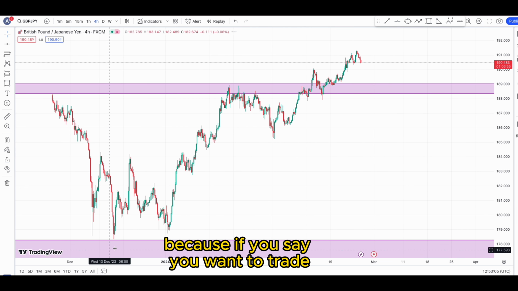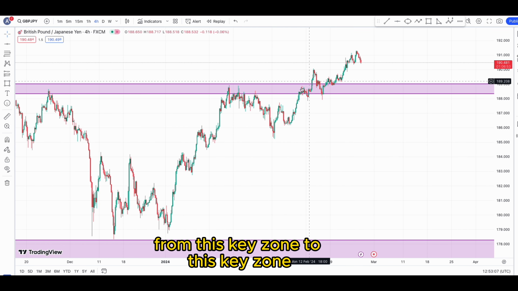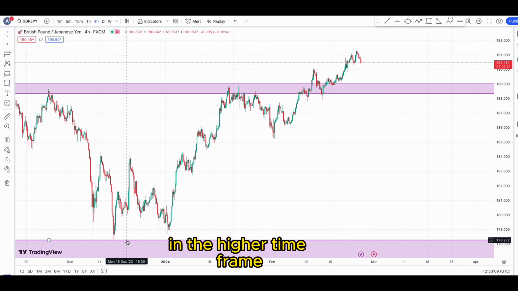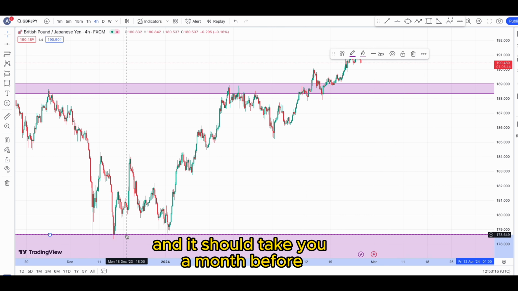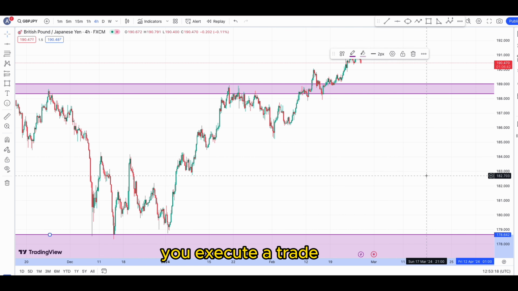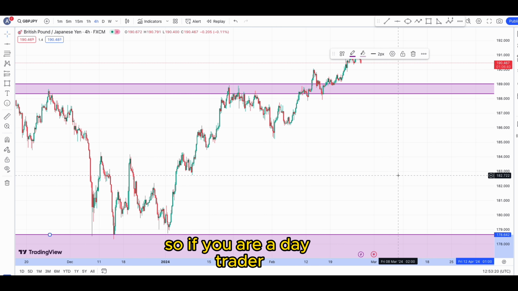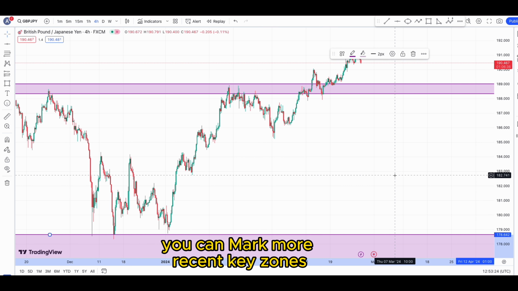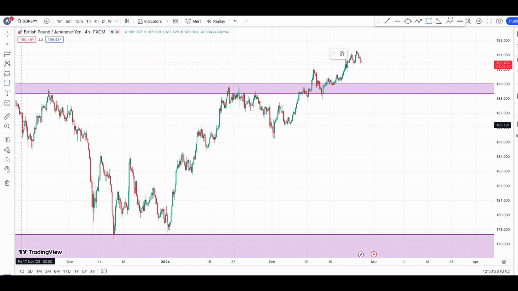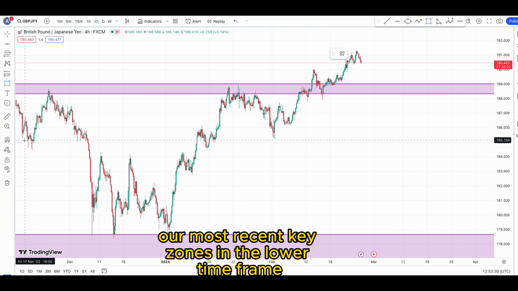Because if you say you want to trade from this key zone to this key zone in the higher time frame, then you will probably be trading as a swing trader, and it will take you a month before you execute a trade. So if you're a day trader, you have to step to the lower time frame where you can mark more recent key zones. So let's mark our most recent key zones in the lower time frame.